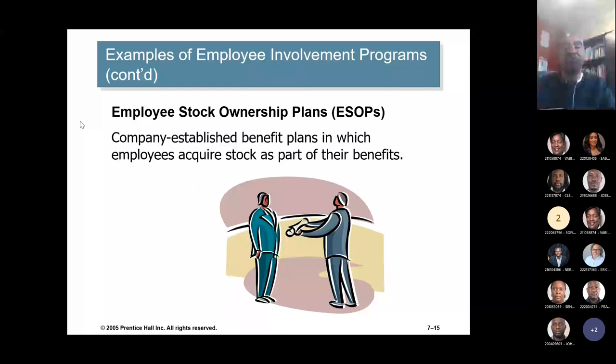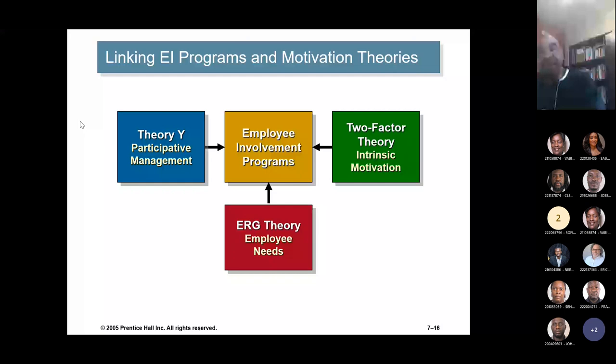And of course, from that, the employee involvement program itself, the two-factor theory, which is intrinsic motivation, can also be related to employee involvement program. And of course, the ERG theory, employee needs, need for achievement, need for power, and the third need, all of them are also tied to employee involvement program, all right?